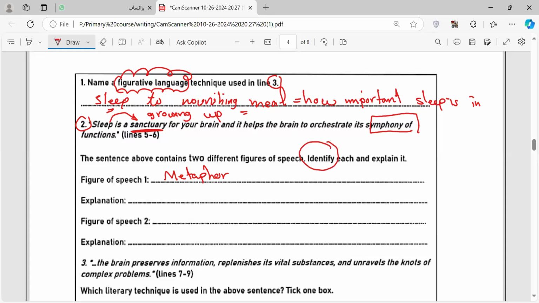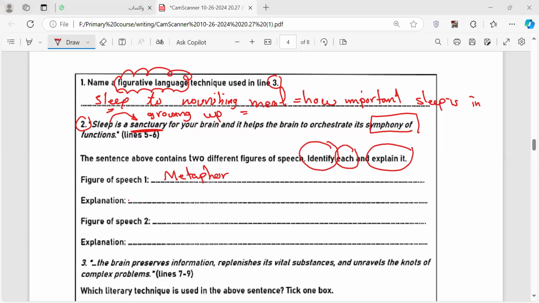Okay, look at the question. Identify each and explain it. I want to explain the point here. How can I explain it? Number one, we agreed that the technique is what? It is metaphor. Exactly. The explanation is what?